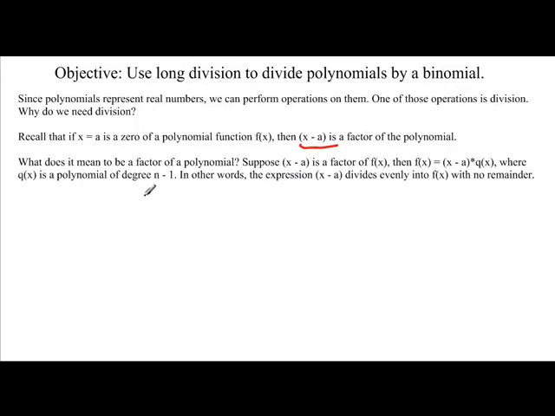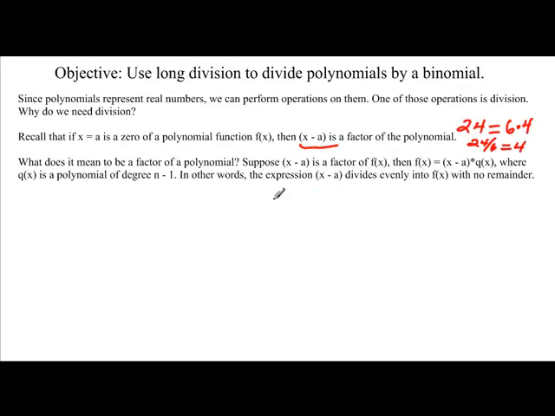Well, do you remember what it means to be a factor? Let's go back to just simple numbers for a minute. Let's say we have the number 24. Well, we know 6 is a factor of 24 because 24 is equal to 6 times 4. Right, we can write 24 as a product of 6 and another number. Another way to think about it is that 24 is evenly divisible by 6, right?